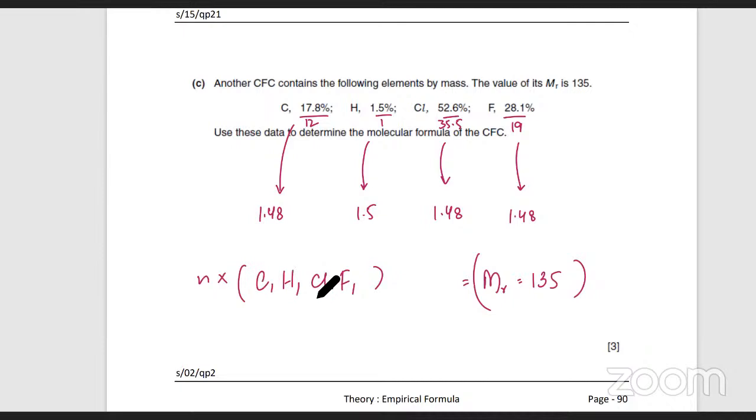So find out ये क्या बन रहा है? That's 12 plus 1, 13 plus 35.5 plus 19 कितना हो गया? सर 67.5 आ रहा है। So n की क्या वैल्यू होगी? That's going to be, I mean this is 67.5, डबल होगा फिर। So मतलब your actual formula is going to be C2H2Cl2F2। Is that clear? यस सर। Yes.